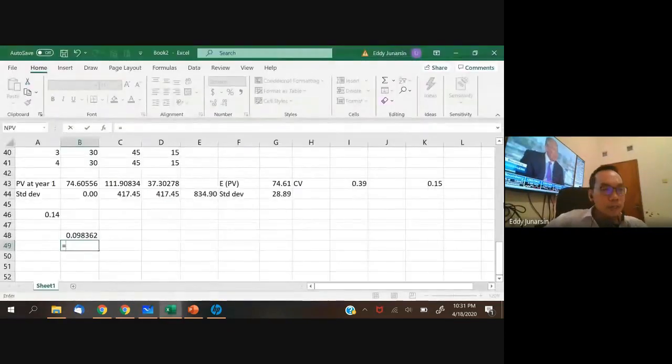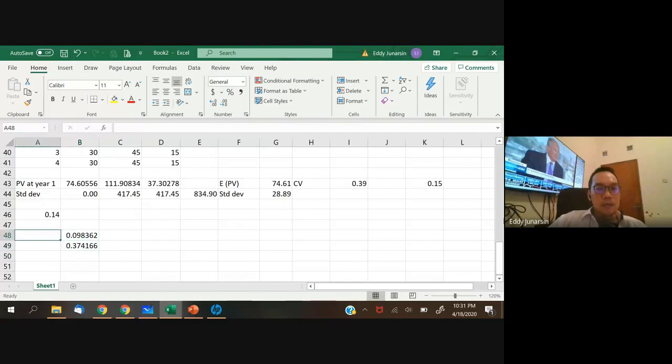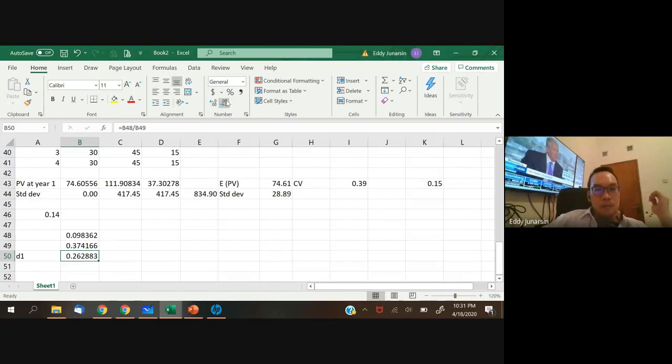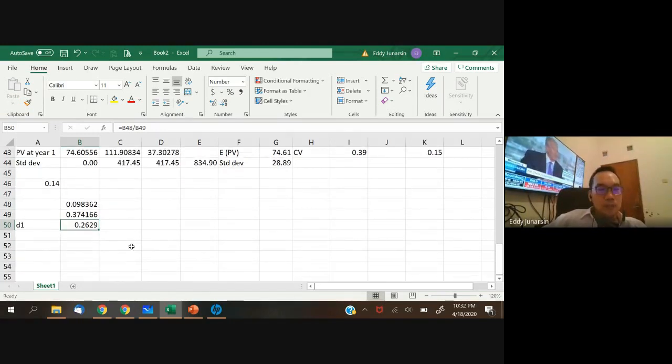So the denominator is the square root of 0.14 times the square root of 1. This is the numerator and this is the denominator. So D1 would be the numerator divided by the denominator. Okay, so we find what is it? Maybe four decimals, because later we have to put it into the cumulative distribution function.